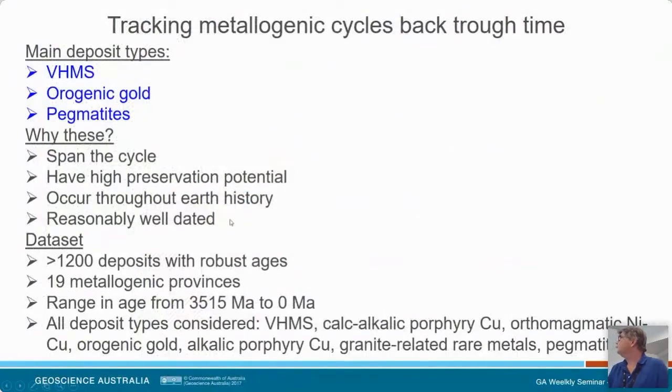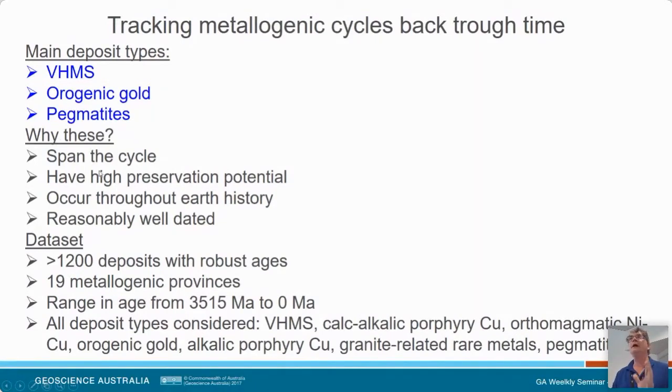Okay, so we can use this information, we can actually start to track metallogenic cycles back through time. And again, we're going to talk about three main deposit types. And why are these? Number one, they span the entire cycle. So we can actually see VHMS deposits going back to about 3.5 billion years. They're forming now. If you go to pegmatites, I think the oldest one is probably 3.2 or 3.3, and they're forming relatively recently. In orogenic gold deposits, they span from 3.4 to probably about 20 or 30 million years ago. So that's the first thing, is they span the cycle.